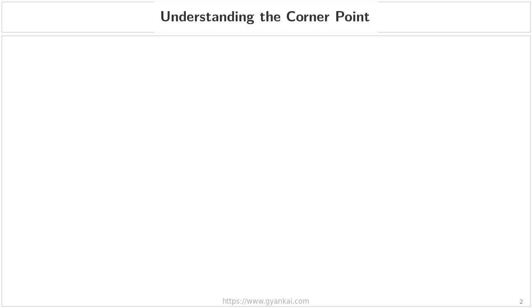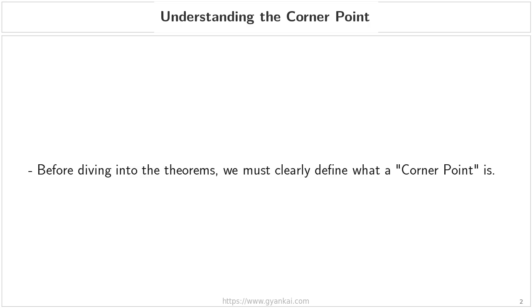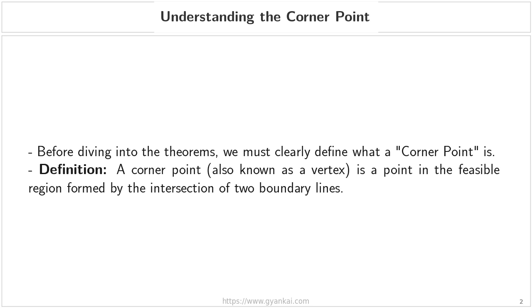Understanding the corner point. Now, before we dive into the actual theorems, we need to be very precise about what we mean when we say corner point. By definition, a corner point, which you might also hear referred to as a vertex, is a specific point within our feasible region that is formed exactly where two boundary lines intersect.